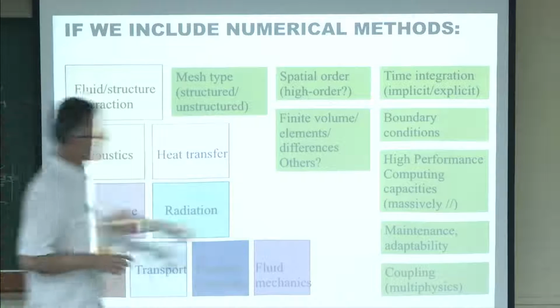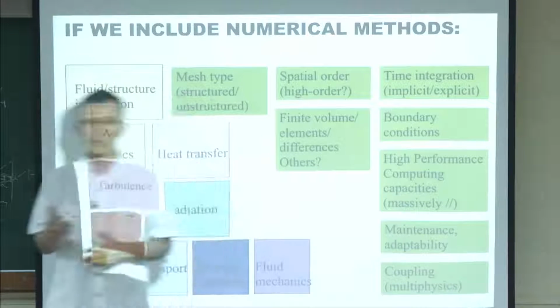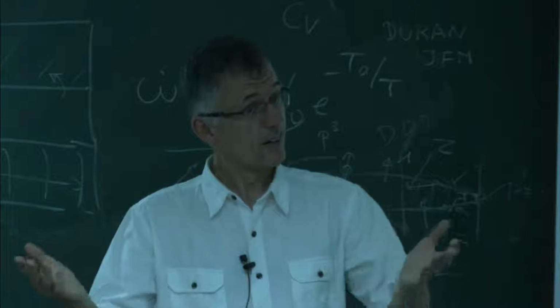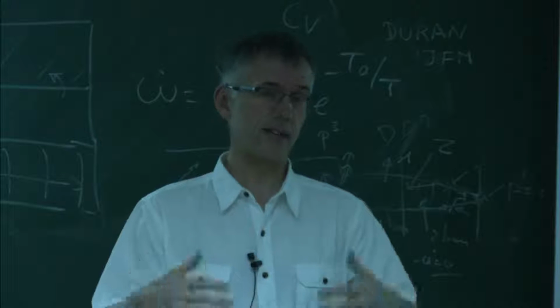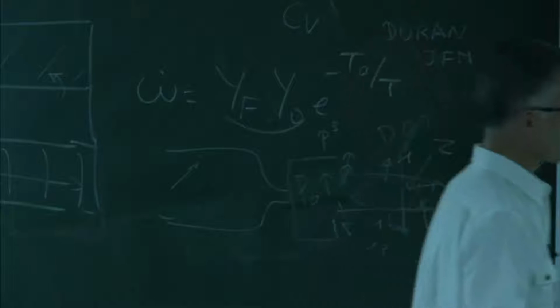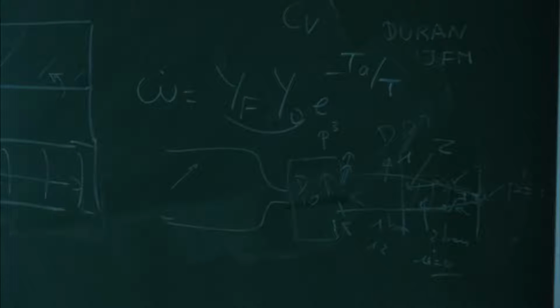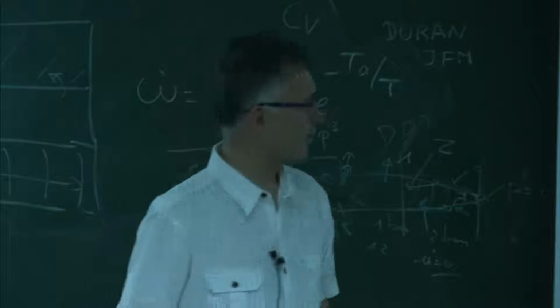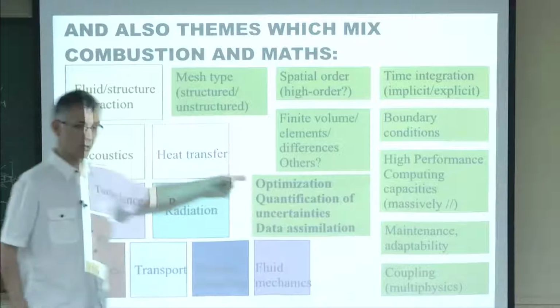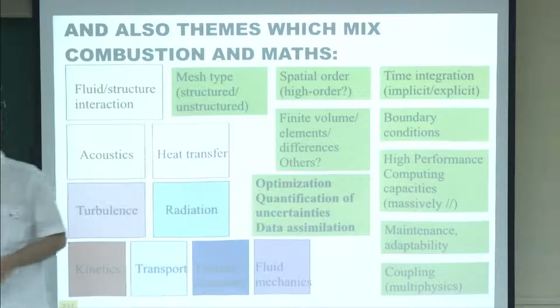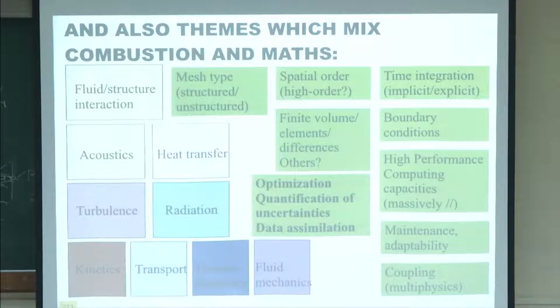You have to be able to maintain the code. It's not a big problem if you do a PhD, because at the end of your PhD, you go away. If the code dies, you don't care. But if you work in industry, someone has to take over, and then that becomes a major problem. And you have to be able to couple the code with other tools, for example, heat transfer codes. And once you've done all that, you have to be able to do optimization with the code. You have to quantify the uncertainties. You have to be able to do data assimilation. That means modify your code to match experiments.